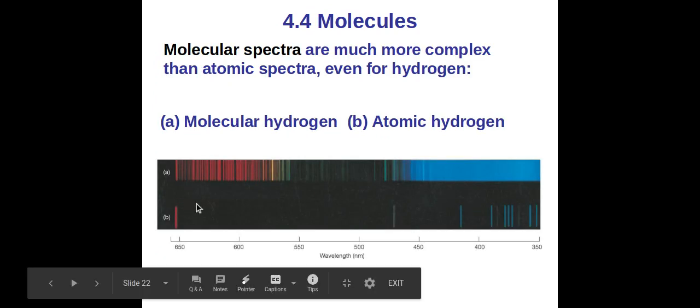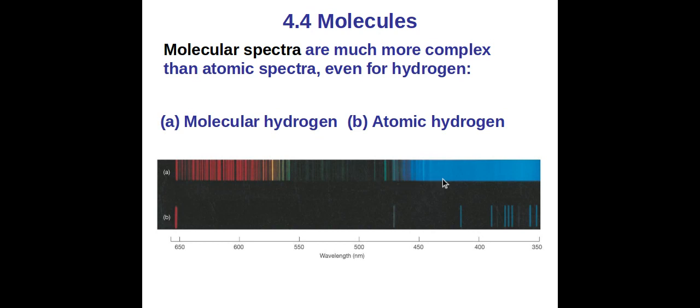So this is atomic hydrogen on the bottom. So that's just one atom of hydrogen and its spectra. The top is molecular hydrogen. So this is two hydrogen atoms bonded together. And as you can see, it just makes the spectrum so much more complex, because these two hydrogen atoms, now you're talking about two electrons and two protons, and not only that, they can spin and vibrate.